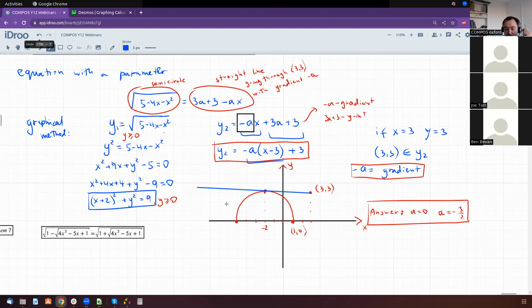What are the other options? Well, it has to be bigger than this and less than this. So this is a equals 0. This is a equals minus 3 over 2. And here, a is, so that's 3 over 3 plus 5, 8, 3 over 8, minus 3 over 8.